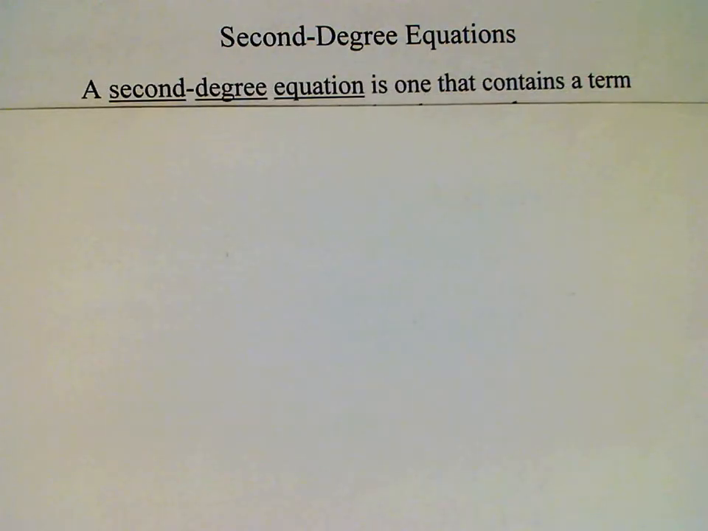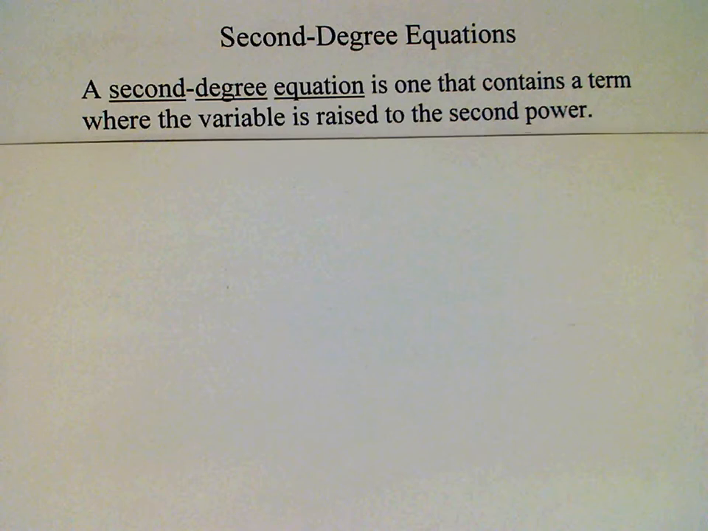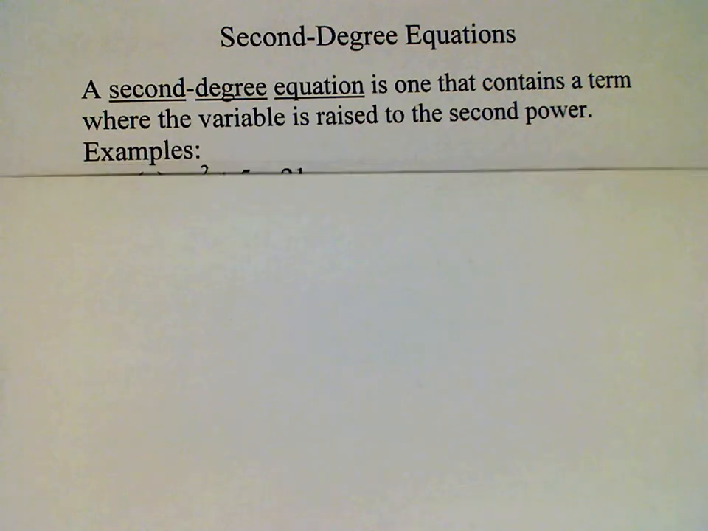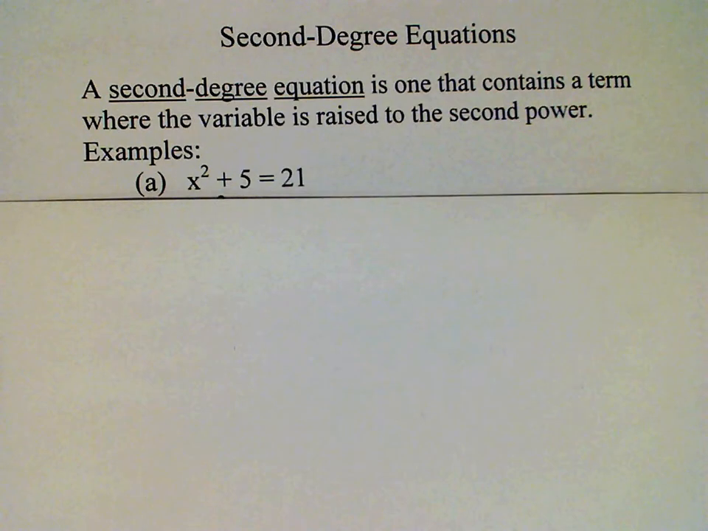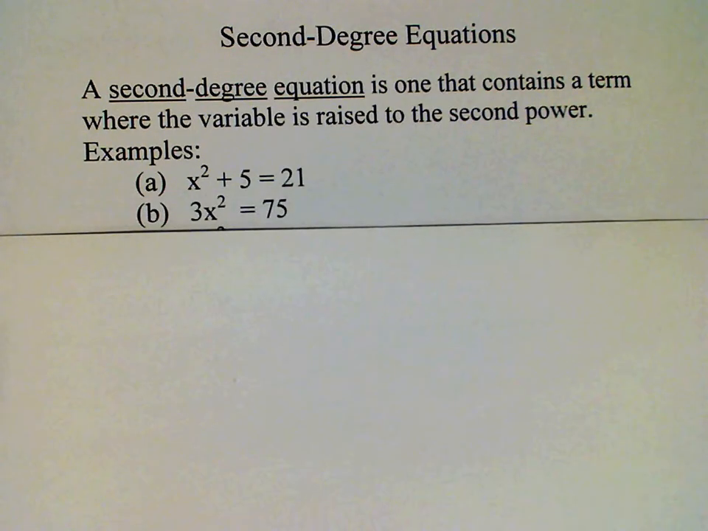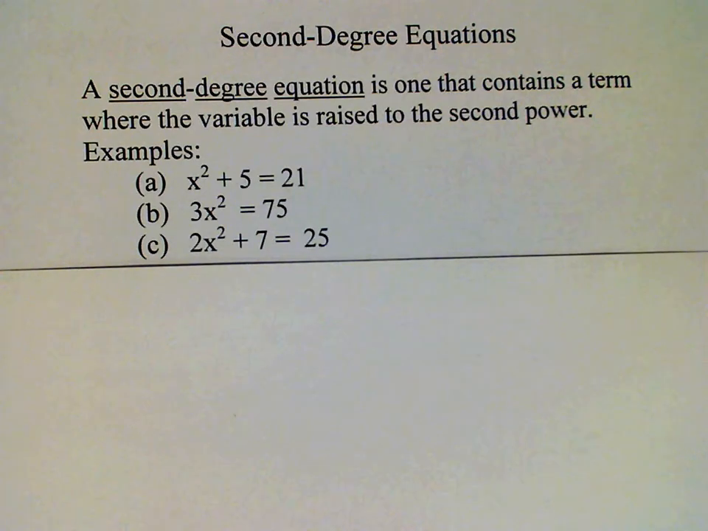A second degree equation is an equation that contains a term where the variable is raised to the second power. So for example, x squared plus 5 equals 21, 3x squared equals 75, and 2x squared plus 7 equals 25 are examples of second degree equations.